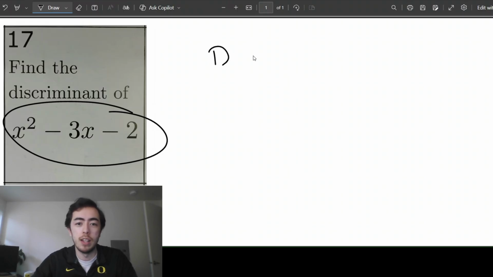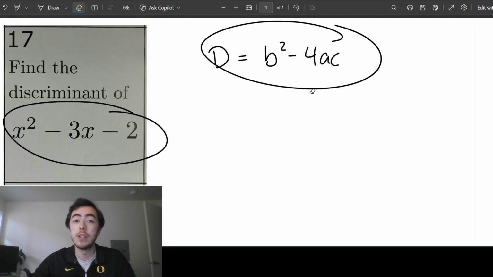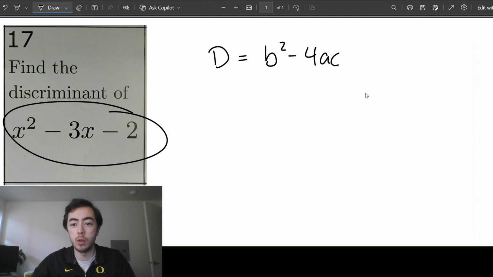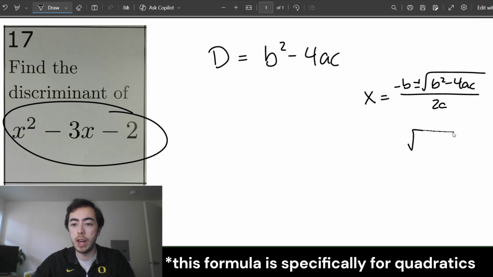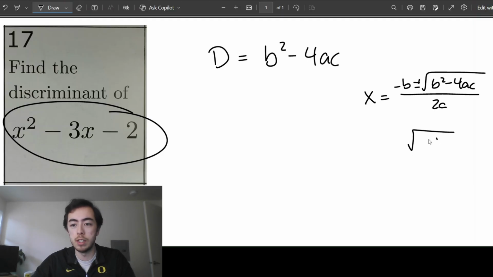The definition of the discriminant is that it's b squared minus 4ac. This is a part of the quadratic formula, which is going to be all of this, and it's the part that lives underneath this square root sign. It's a useful thing to know when you're working with polynomials, because if we have a positive discriminant, let's say we have 9, then this suggests that we have two solutions out of our quadratic.